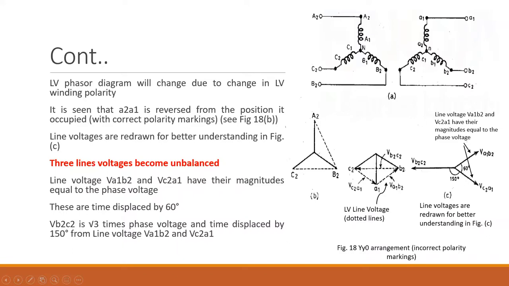So what is the impact, what is the effect here? If there is wrong polarity, it is going to unbalance the line voltages. Is it expected that unbalancing would be there? Of course it is going to create a problem. It should be balanced. You might have studied balanced systems and unbalanced systems. So basically it will result in unbalancing of the voltage.